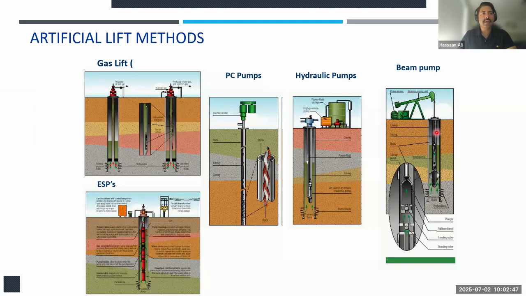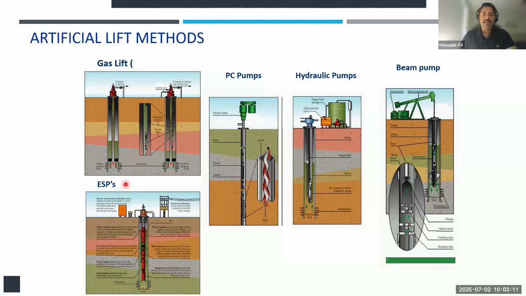The beam pump is the most common type of artificial lift system that you guys are familiar with. Wherever we talk about oil and gas, you will always see pictures with the beam pump on the top. It's one of the most common types of artificial lift system out there. And last but not least, there are electrical submersible pumps. Very high performance, they can result in very high flow rates.